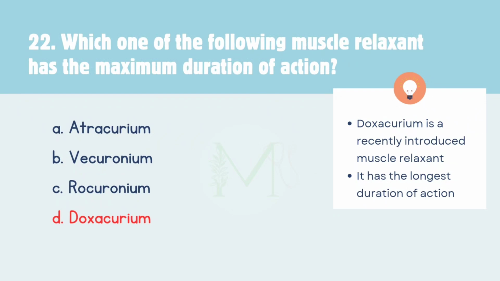It is metabolized in the liver and excreted in the bile. Rocuronium is intermediate acting for 30 to 60 minutes. It has a rapid onset but does not last as long as doxacurium. So the correct answer is doxacurium.